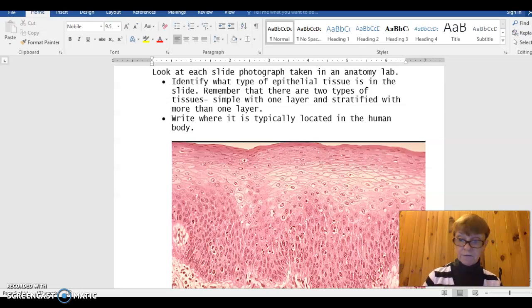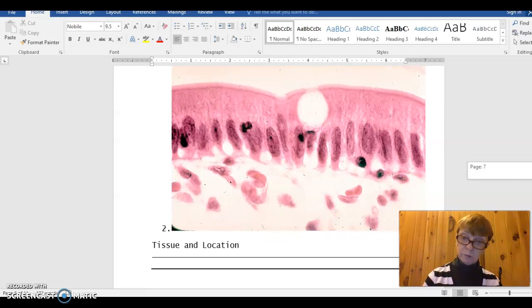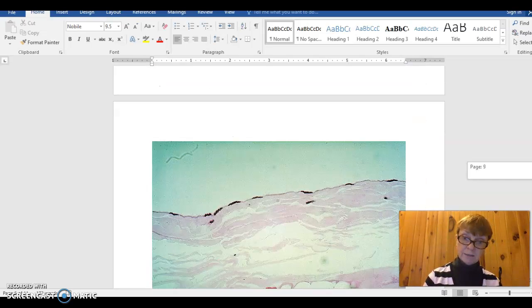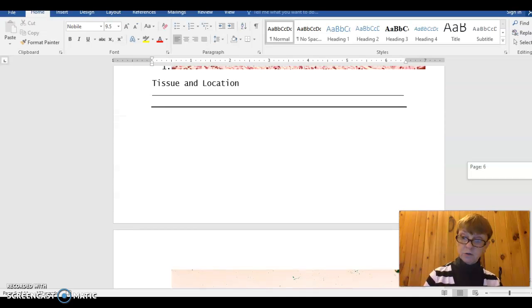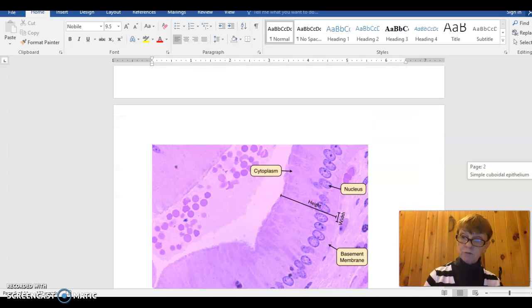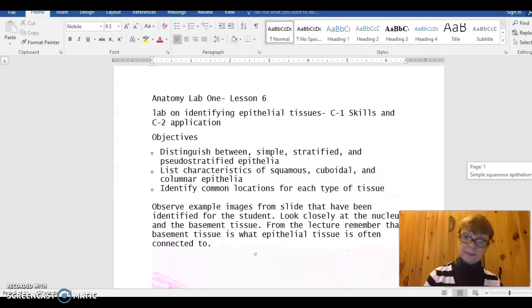You're supposed to identify what type of tissue you believe it is, and then you need to look up and find out where this would typically be located. And then you are going to submit it. Once you've completed this, go through all of your slides and complete this, you would then turn that in onto Google Classroom under your Lesson 6.